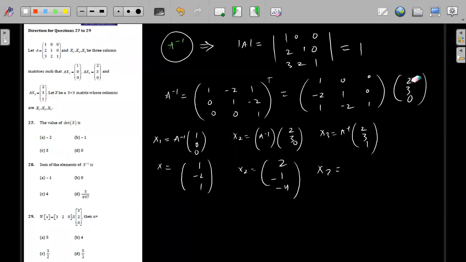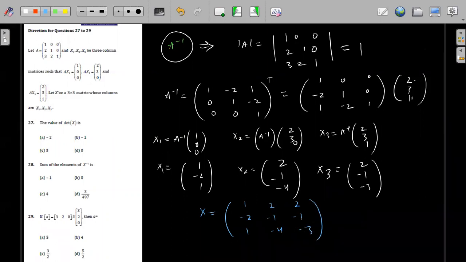X3 will be simply, here we have 2, 3, 1. X3 is 1 into 2, then you have 2, then 2 into 1, this will be minus 1, and this is 1 into 2 minus 4 plus 1, so minus 3. So I have got x1, x2, x3 as this, so I can combine them into a single x. So this is the x matrix which they have asked for: 1 minus 2, 1, 2 minus 1 minus 4, 2 minus 1 minus 3, right?